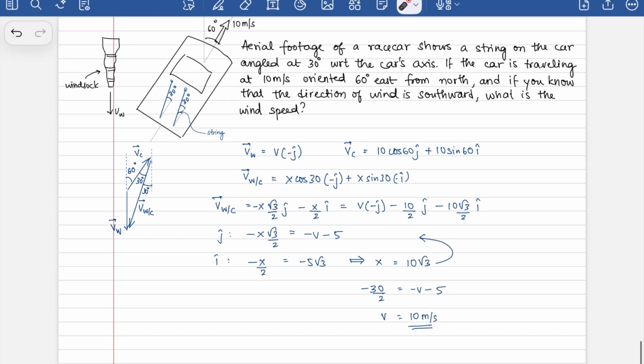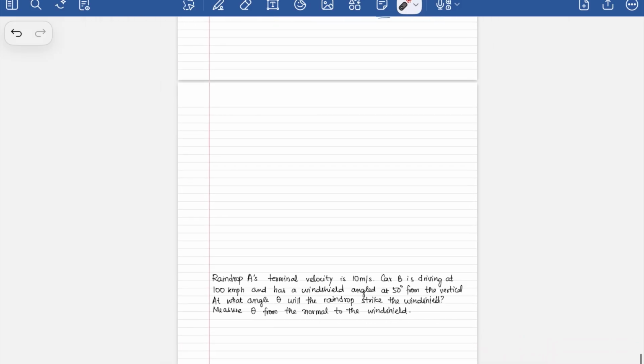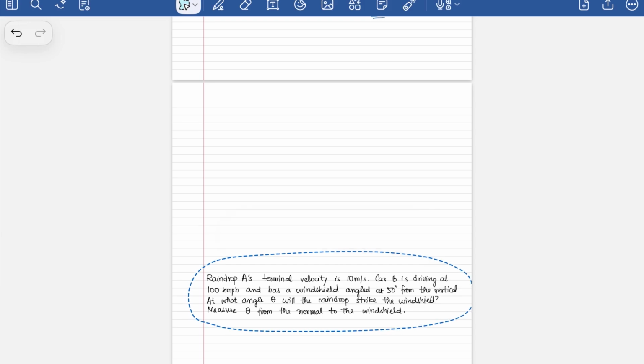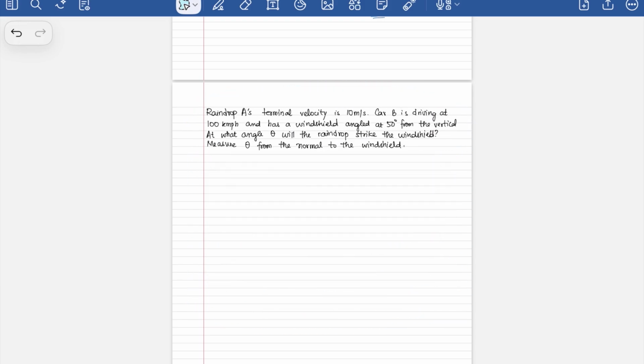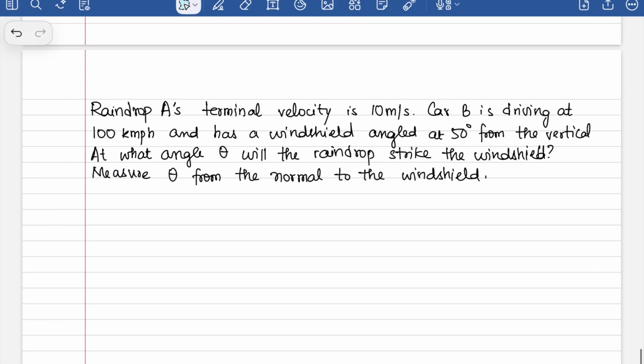Okay. I think we're well equipped to do another problem now, which is this one here. Again, I hope that you're pausing the video and trying to solve it yourself. You essentially have a raindrop with a terminal velocity given to you. Some car is driving at some speed and has a windshield angled at 50 degrees from the vertical. So from the vertical, it's angled at 50 degrees.